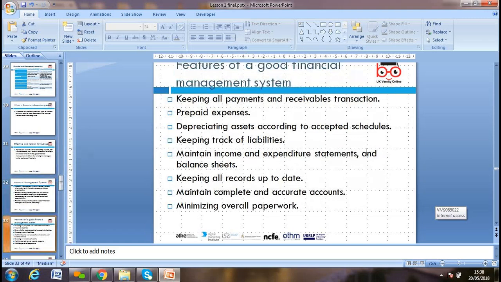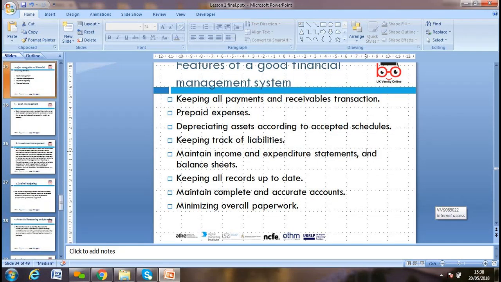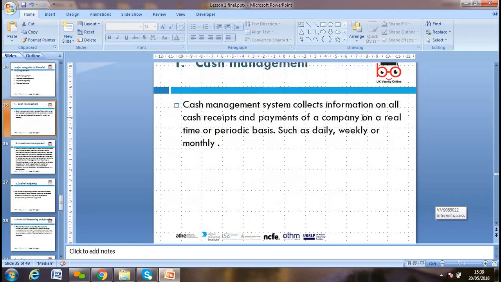Okay. Features of good financial management: keeping all the payment and receipt transactions, prepaid expenses, depreciating assets according to the acceptable schedule, keeping records of liabilities, maintaining the income and expenditure statement and the balance sheet, keeping all the records up to date, maintaining complete and accurate accounts, and minimizing overall paperwork. Any question? Okay, cash management is also part of financial management.